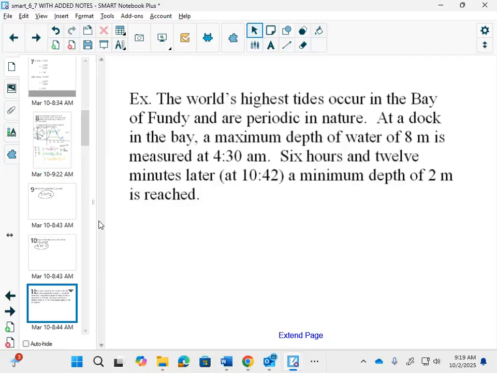If I want to take a word problem and minimize it to give you the least amount of information possible and still have you be able to do the question, all you need is 2 points: one max and the next min, or one max and the next max, or one min and the next min. Then you can find everything on the graph. So this question here is again a tides question with the least amount of information possible.